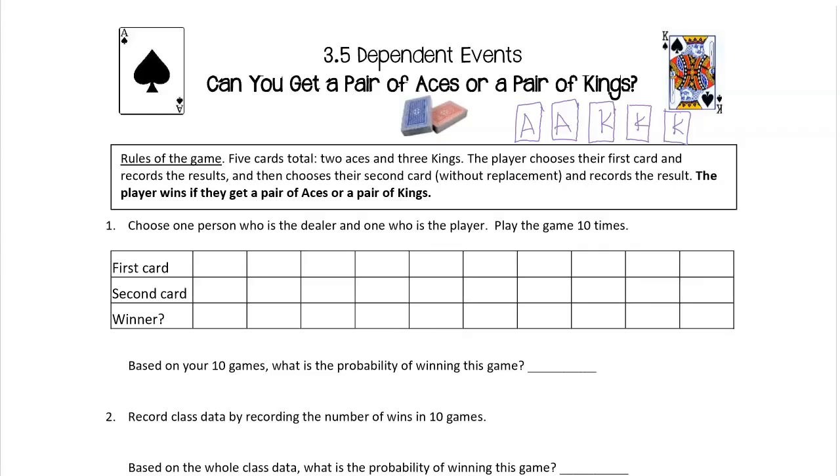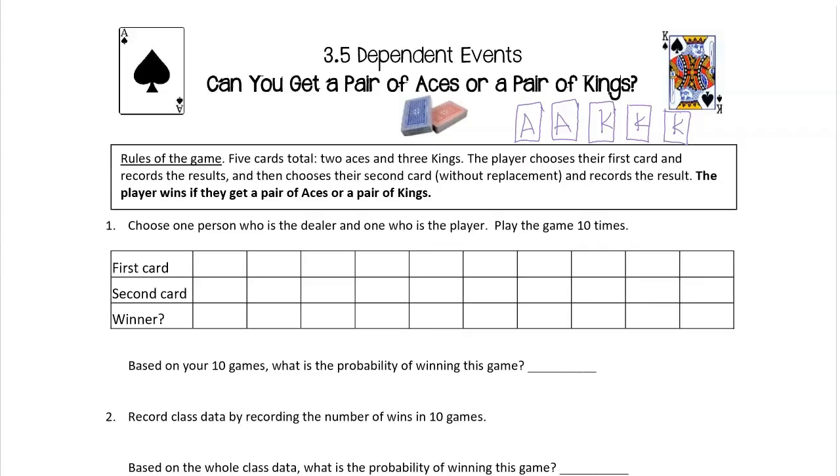And we'll look at that card, we'll document what that card is, and then we'll set that card aside. So now there's only 4 cards left in the sample space. And that's what it means when we're talking about without replacement. Okay, so we draw a card, we look at it, we take it out of the deck, and then we draw another card. If the cards match, meaning if we get 2 aces or 2 kings, then you win.